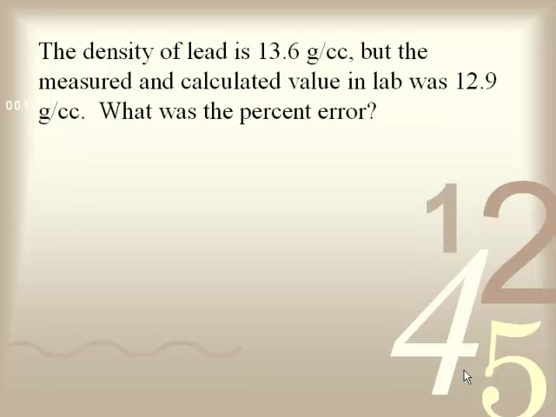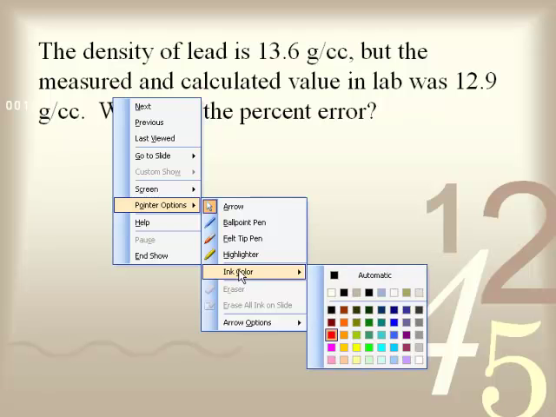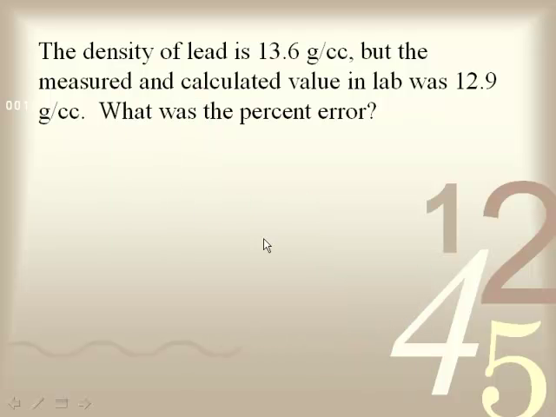The density of lead is 13.6 grams per cubic centimeter, but the measured and calculated value in lab was 12.9 grams per cubic centimeter. What was the percent error? You should be doing this problem along with me in your notes. So let's give this a try.